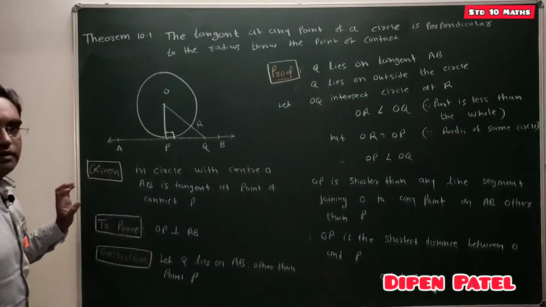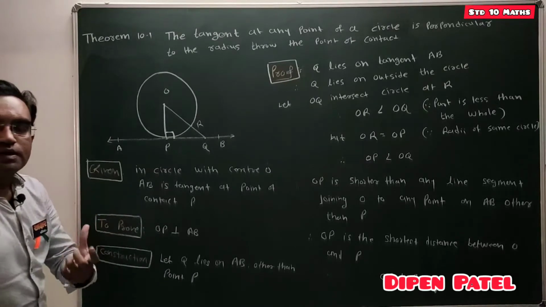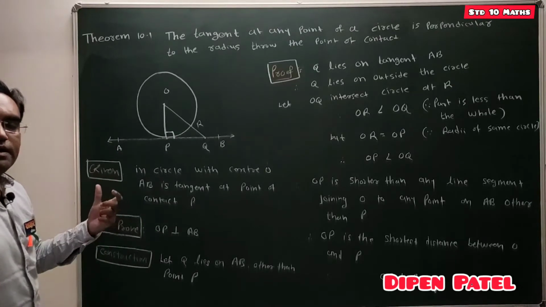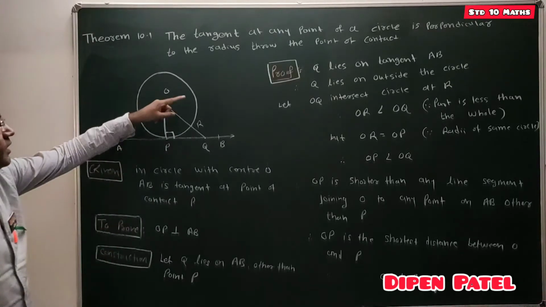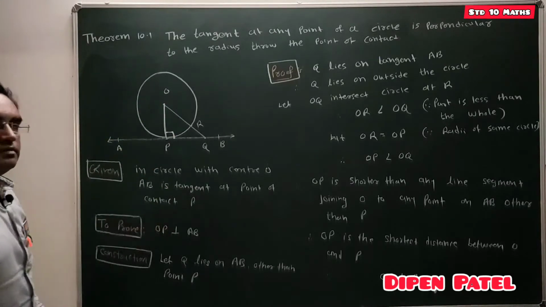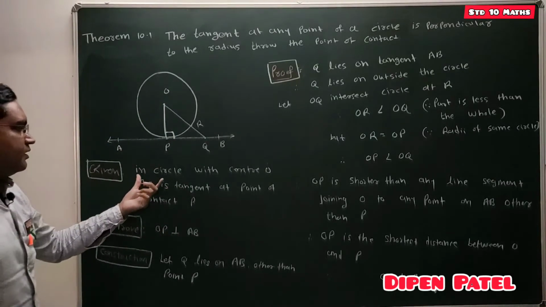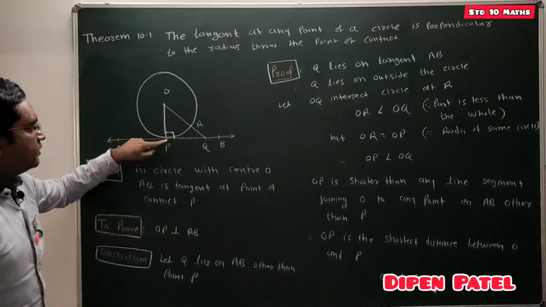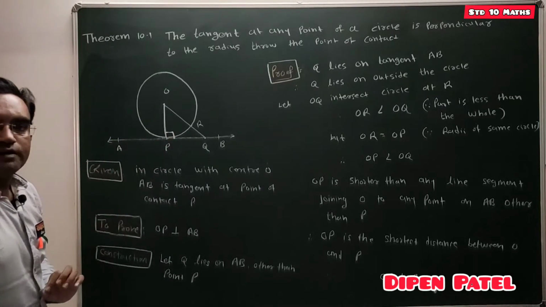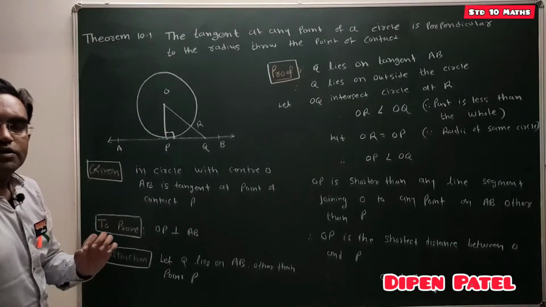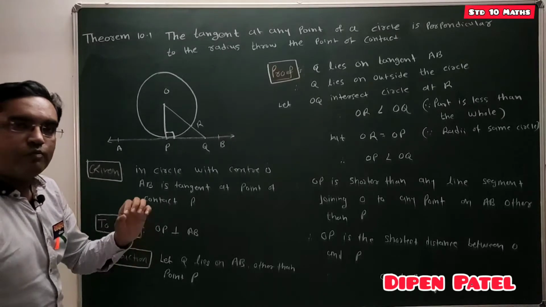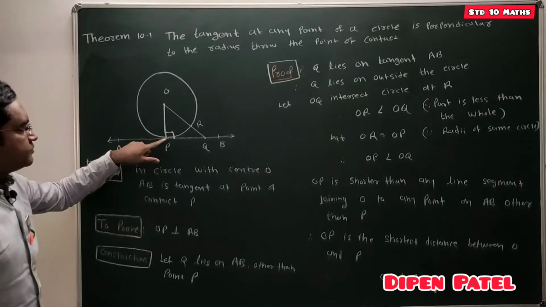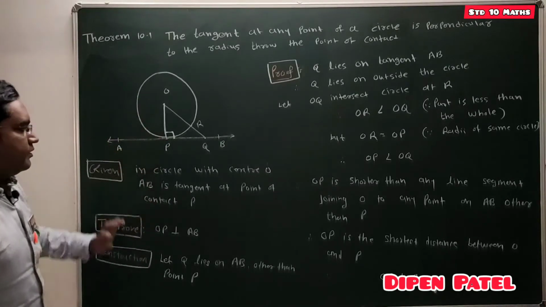So here given, what are we given? We are given one circle with center O, and its tangent AB is given. So first you have to write the given statement. In circle with center O, this line AB is tangent to this circle and this point P is the point of contact. What is point of contact? It's a common point between tangent and circle. So tangent AB with point of contact P.